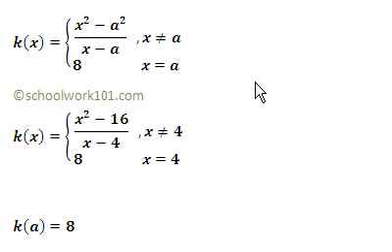Okay, we're talking about continuity at a point. And we've got a piecewise function here, which I'm calling k of x, and it's equal to x squared minus a squared over x minus a, and x is not equal to a. And the other part of this is just constant a as long as x is equal to a. I think I should have said 8 here.